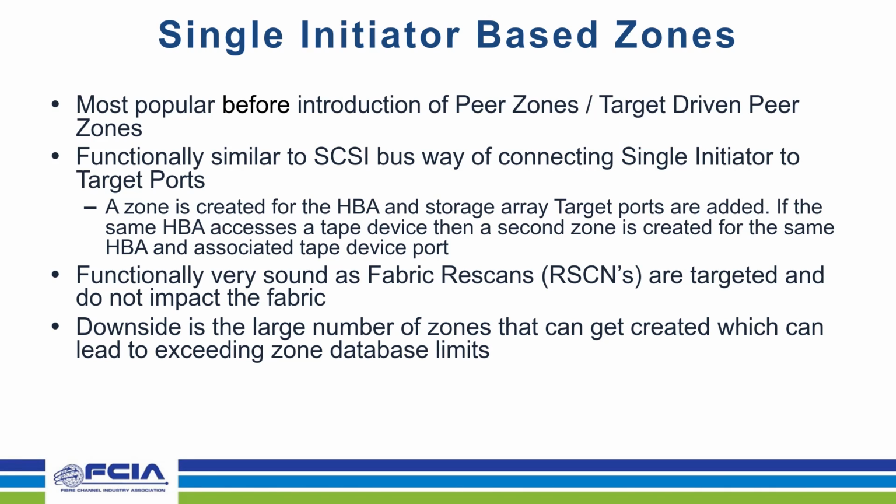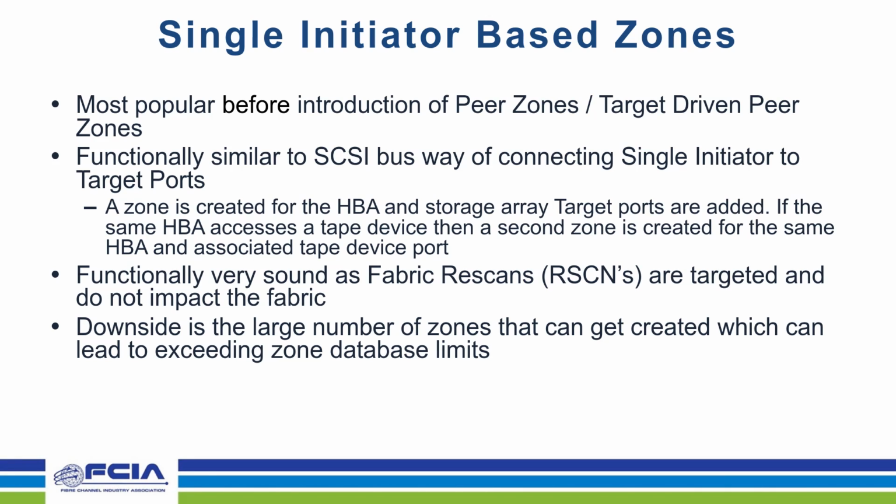Basically, you have one HBA port zoned with one target port. That way, the RSCN domains are very, very targeted. And if there's something happening with the initiator or the target port, only the two devices are notified, and really there is no impact on the rest of the fabric. This is very popular because that's how Fibre Channel began.